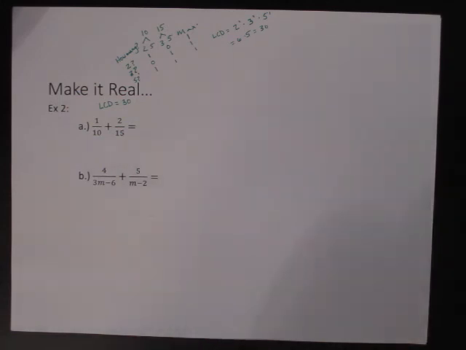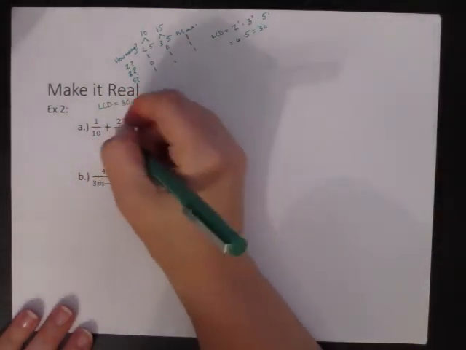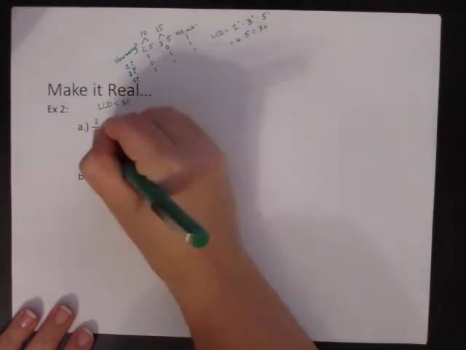So step 1, find your LCD. Step 2, we have to make equivalent fractions. So 10 times what gets me to 30?